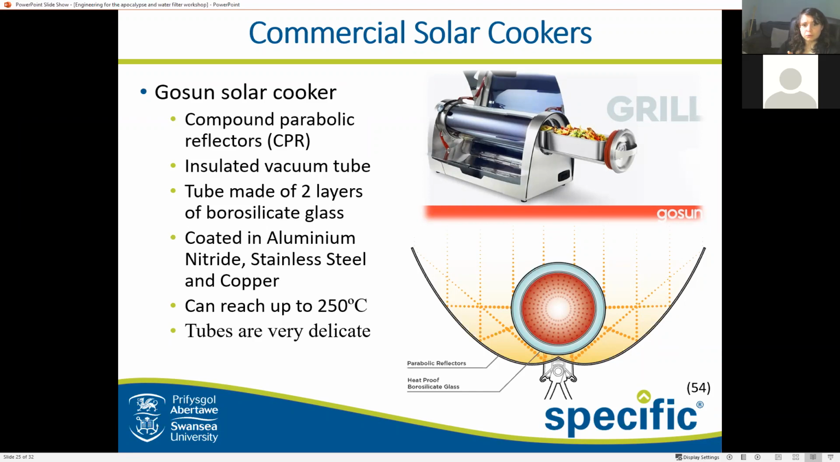Overall, this enables the tube to trap UV and visible light and enable the inside of the tube to get really nice and hot. While the compound parabolic reflectors, which in this case I believe are motorized to move around the sun, have the ability to focus more light onto the tube from a range of angles.